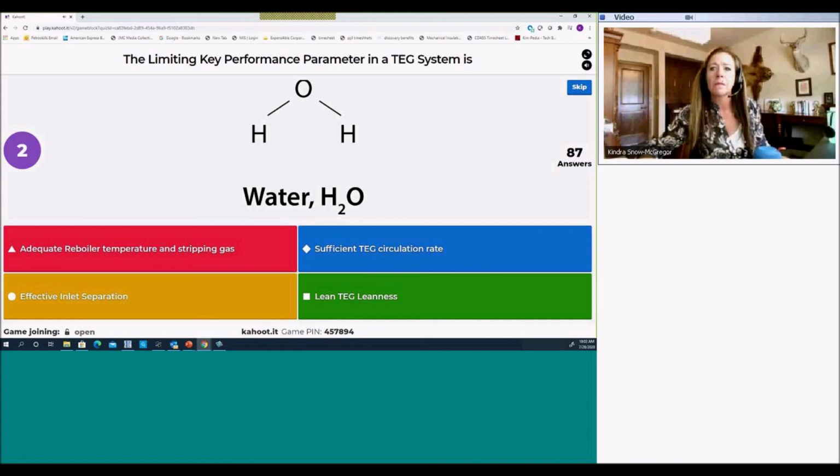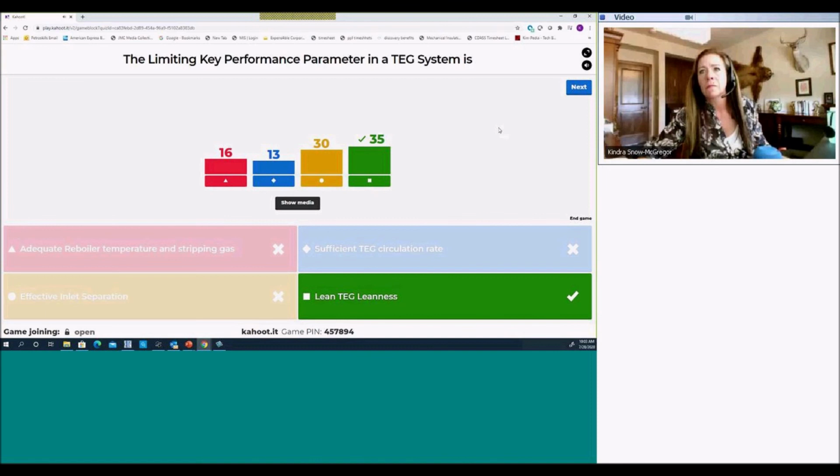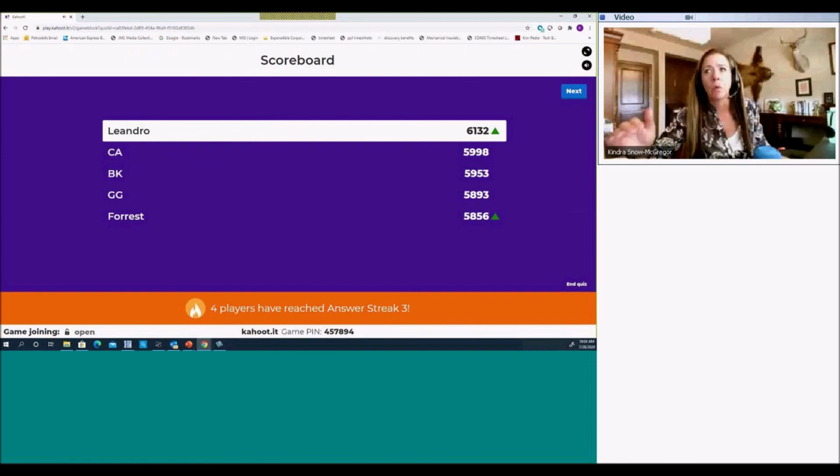All right, ooh, tough question. You guys, here's the deal. Remember, you cannot dry yourself with a wet towel. If that lean TEG is not lean enough, you will never meet your dry gas spec, period, never. So that is the most important performance parameter. So you need to understand what is that minimum in terms of your operation.